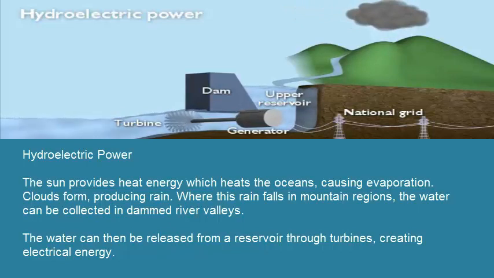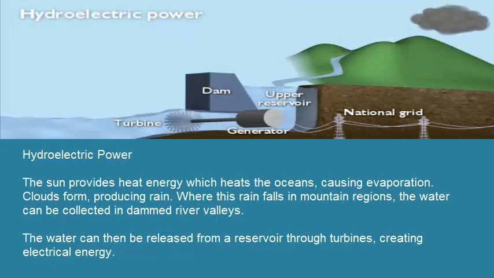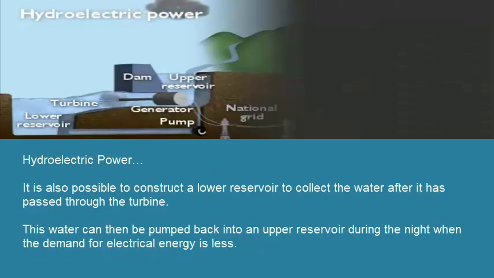Hydroelectric power. The sun provides heat energy, which heats the oceans, causing evaporation. Clouds form, producing rain. Where this rain falls in mountain regions, the water can be collected in dammed river valleys. The water can then be released from a reservoir through turbines, creating electrical energy. It is also possible to construct a lower reservoir to collect the water after it has passed through the turbine.